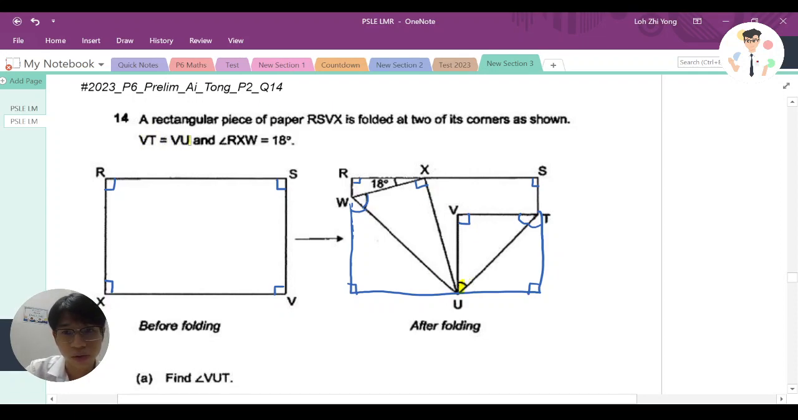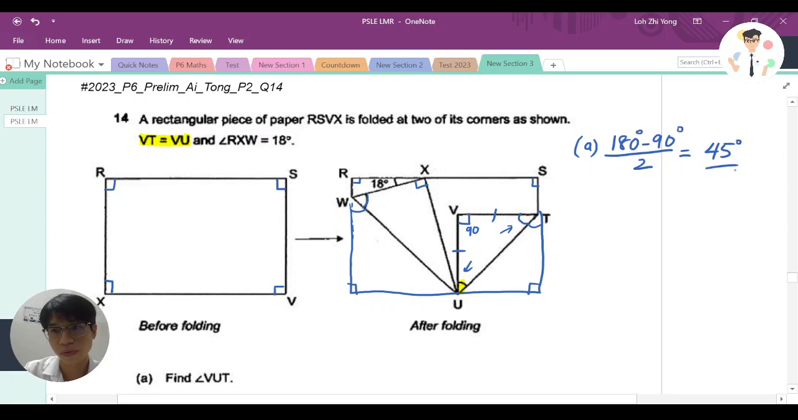Okay, now let's continue. VT is equal to VU. We know that here and here are the same. And of course, if here is 90, here and here will also be the same. So part A is basically 180 minus 90 because of this 90. Then you divide by 2 because two of them are the same. So the answer will be 45 degrees. Okay, done for part A.